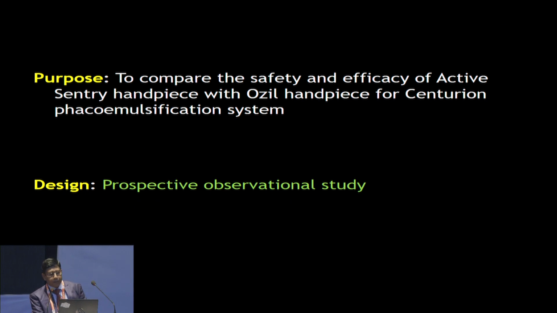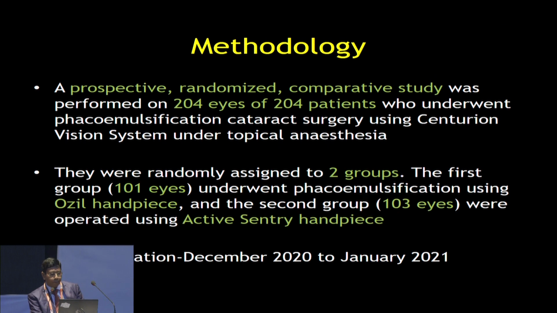It is a prospective randomized comparative study in which 204 eyes of 204 patients were included. It was divided into two groups. 101 eyes underwent phacoemulsification using Ozil handpiece, and the second group, 103 eyes, was operated using Active Sentry handpiece.